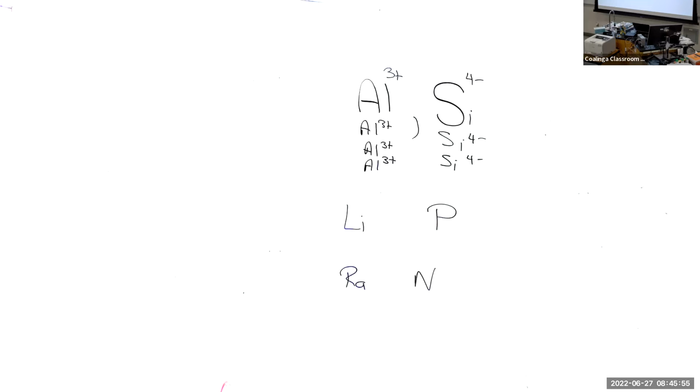Okay, so the chemical formula would be Al. And what would be the name of the compound? Aluminum silicide.